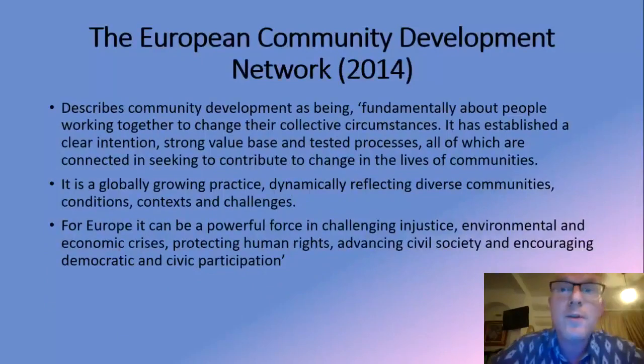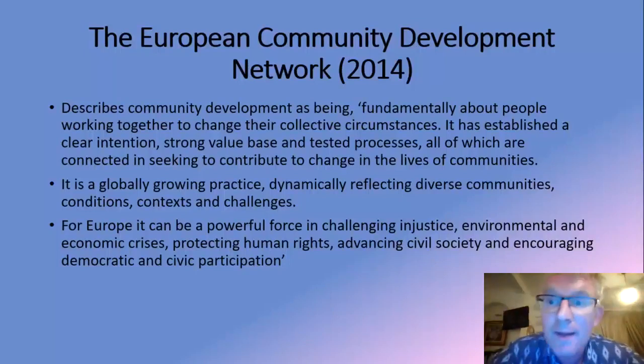Another definition comes from the European Community Development Network, and it describes community development as being fundamentally about people working together to change their collective circumstances. It has established a clear intention, strong value-based and tested processes, all of which are connected in seeking to contribute to change in the lives of communities. It is a globally growing practice, dynamically reflecting diverse communities, conditions, contexts and challenges. For Europe, it can be a powerful force in challenging injustice, environmental and economic crises, protecting human rights, advancing civil society, and encouraging democratic and civic participation.